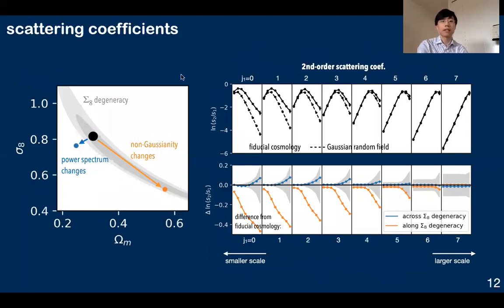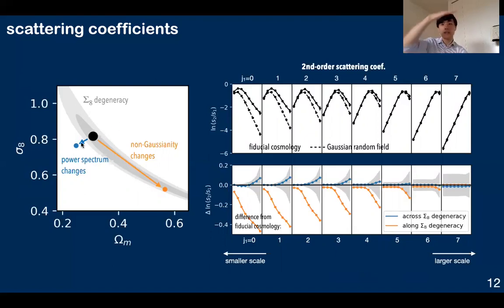And here it's almost the same story, just I'm showing the distribution of the second order scattering coefficients as a function of the scale of the first wavelet and second wavelet. And the left-hand side is a famous degeneracy between omega-8 and sigma matter from a weak lensing measurement. Basically, the power spectrum is sensitive to this direction.